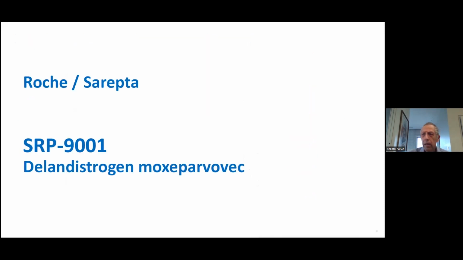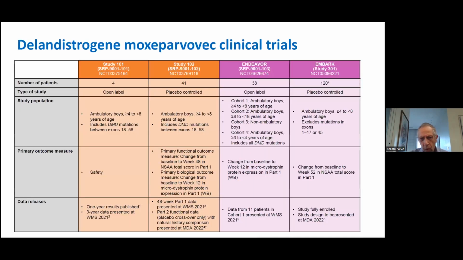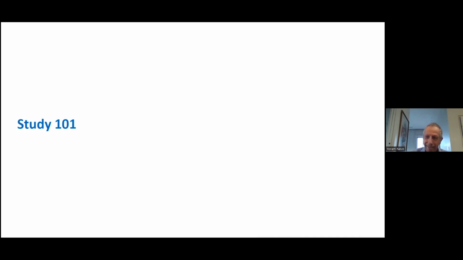So we'll start with the results we have so far, actually very preliminary results from all the studies that have been performed. We'll start with Roche Sarepta. In Sarepta, there have been so far 4 studies.